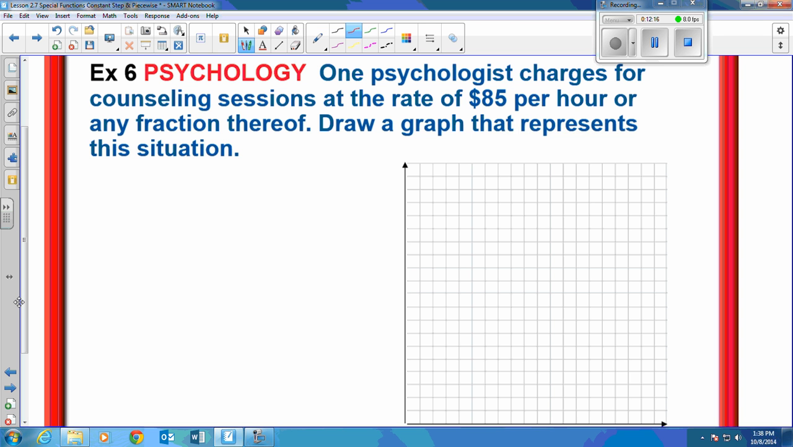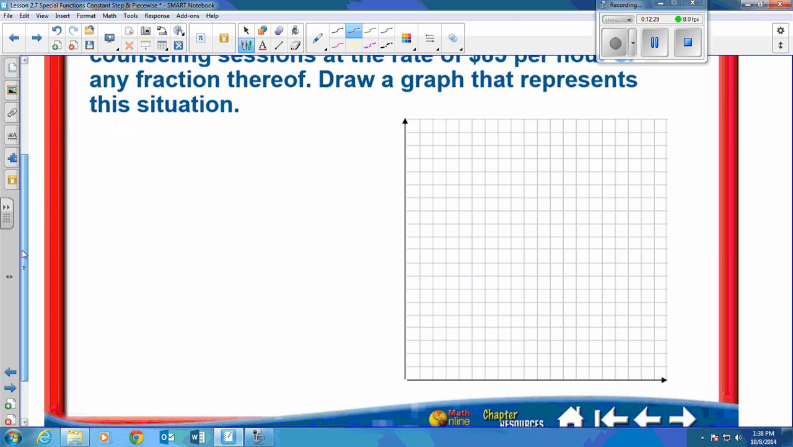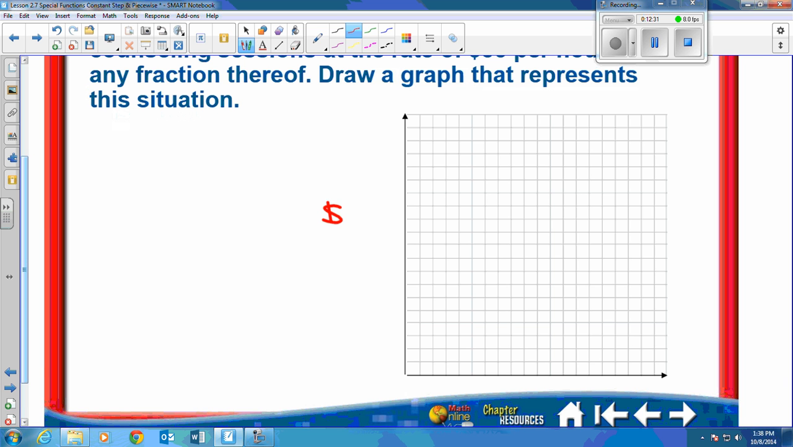An hour and 5 minutes, you pay 2 hours, because you are in a fraction of the second hour. So any fraction of the hour gets billed for the whole hour. That's what we mean by any fraction thereof. So your bill depends on what? Your time, how long you're there.